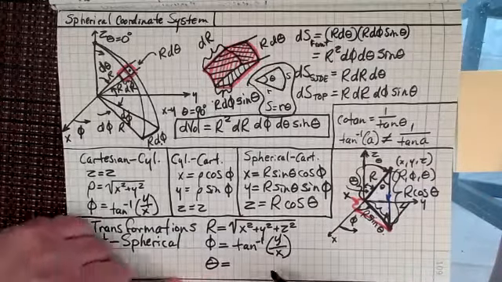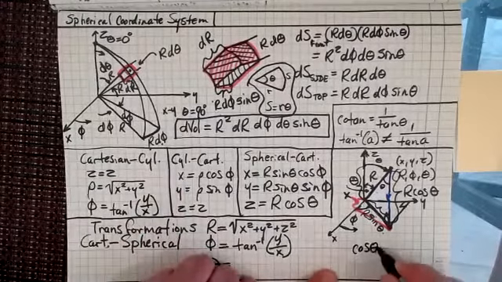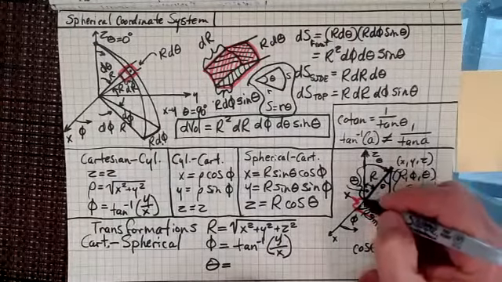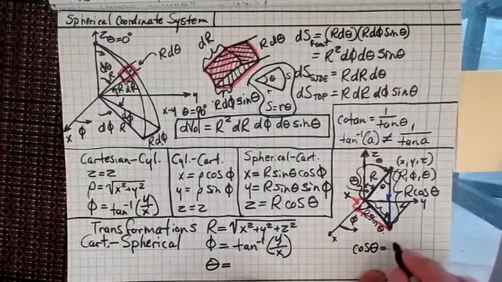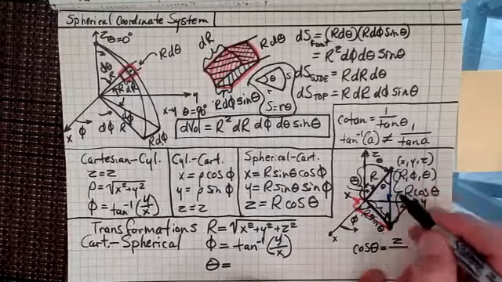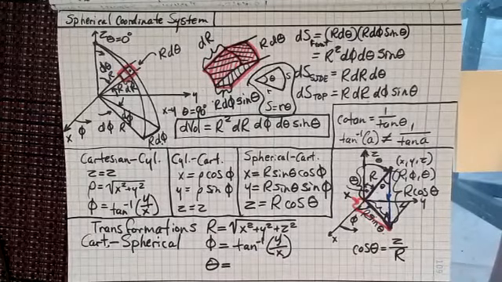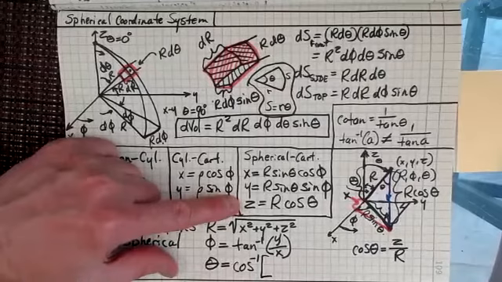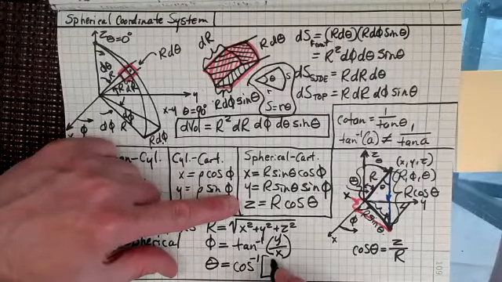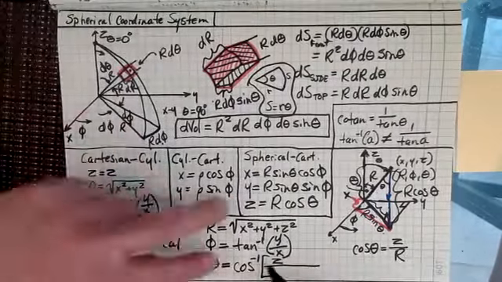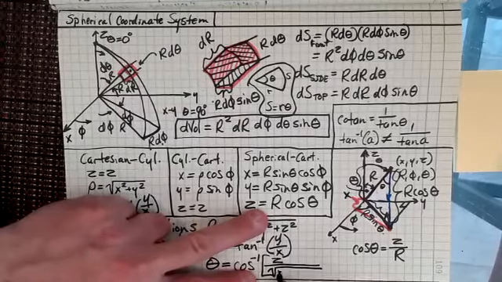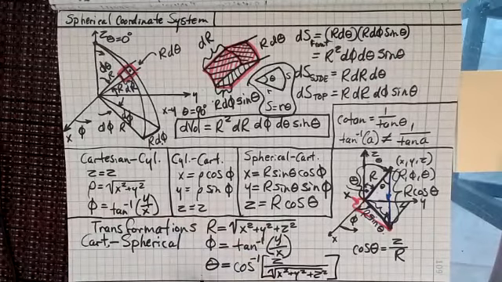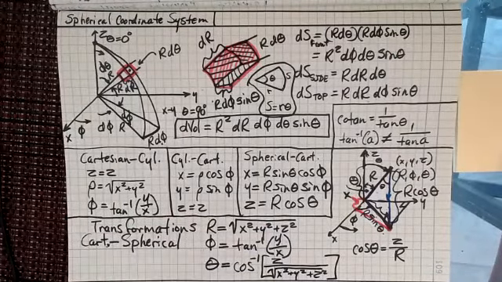So if that's the cosine of theta, let me write that down here. Cosine of theta equals this right here, that's the distance z over r. So the cosine of theta equals z over r. So theta then equals the inverse cosine of z over r. So that would be z divided by r, and we know that r is the square root of x squared plus y squared plus z squared, right? So there you go. That would be the transformation from Cartesian coordinates to spherical coordinates.